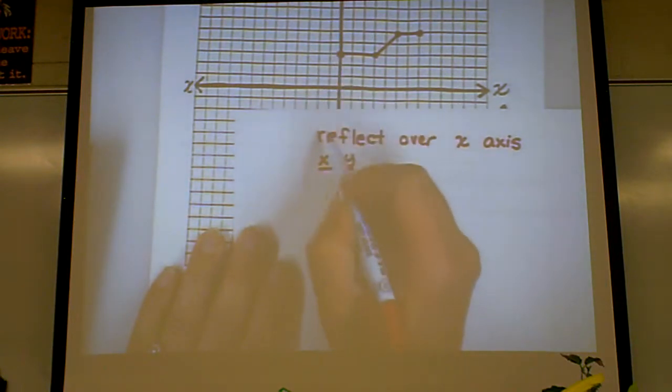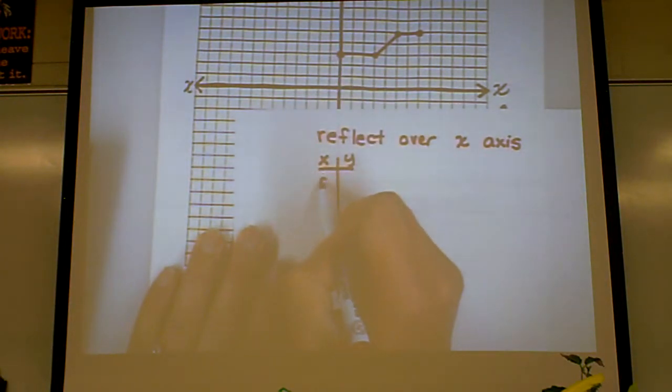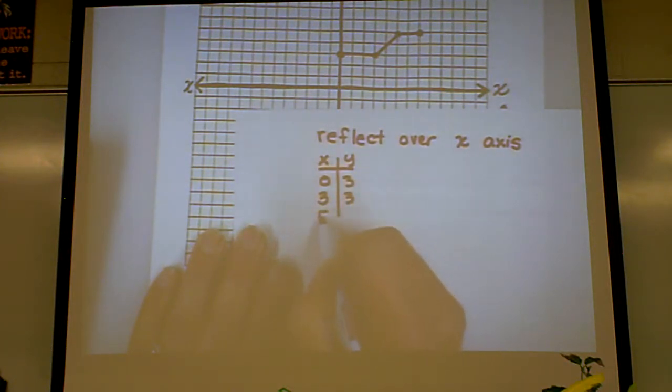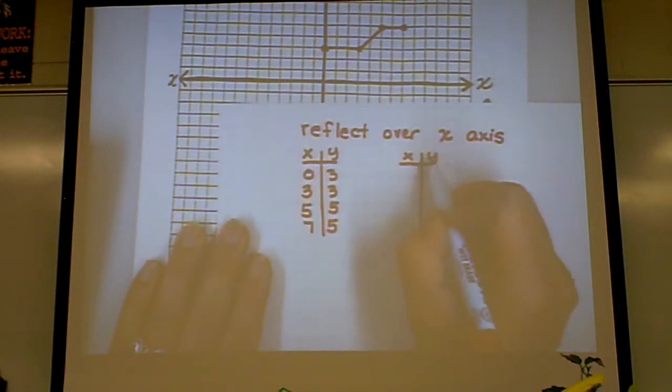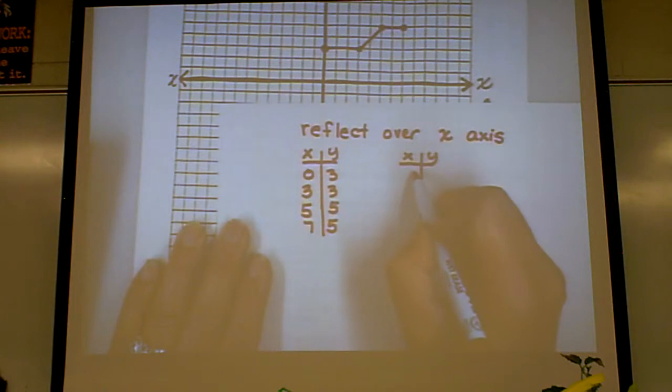What's this one? Can you guys see it okay? 0, 3, 3, 3, 3, 5, 7, and 7, 5. So, if I wanted to reflect this over the x-axis, you take all of your y values and change the y sign. You keep your x's the same, right? Yes.